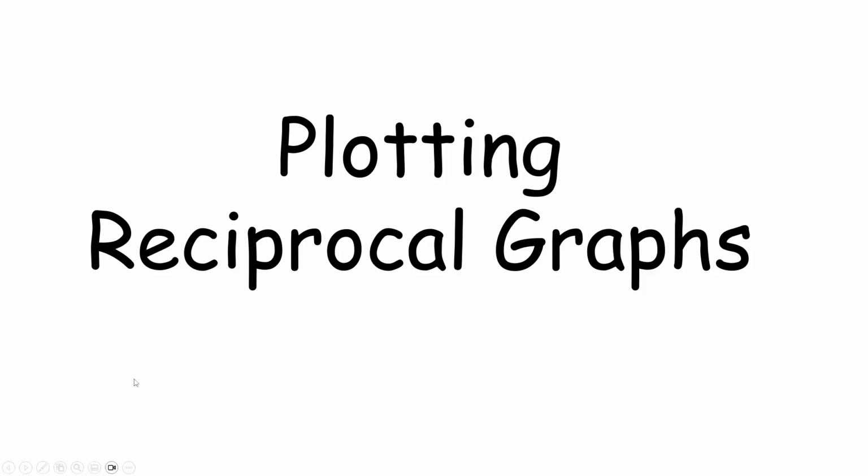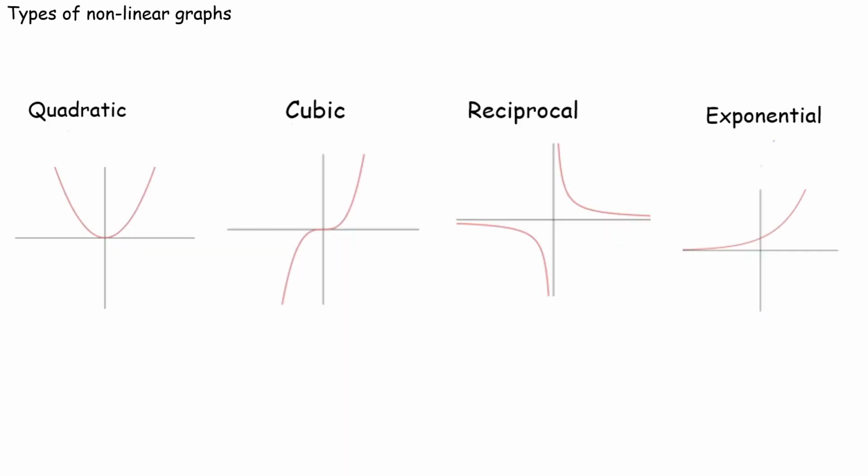So in this video we're looking at plotting reciprocal graphs, which follows on from our work on plotting quadratics. Hopefully we now know that a quadratic that looks like this, a happy face, has the basic form y is equal to x squared. We also looked at a reflection in the x-axis, which is similar, but y is equal to negative x squared.